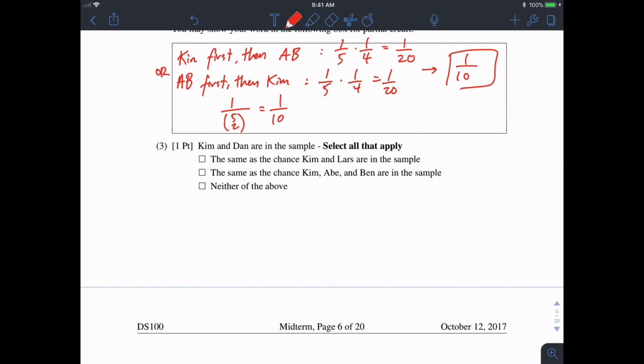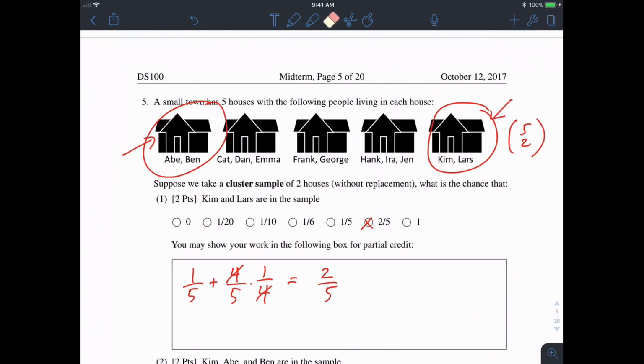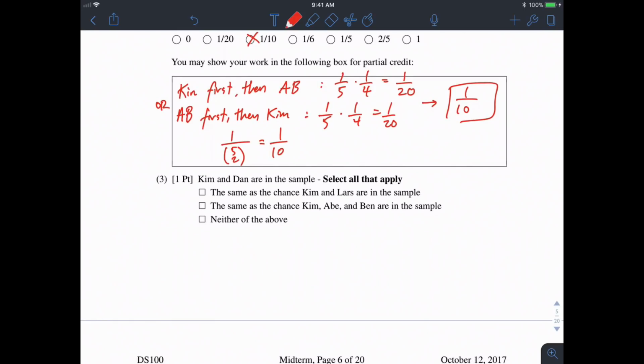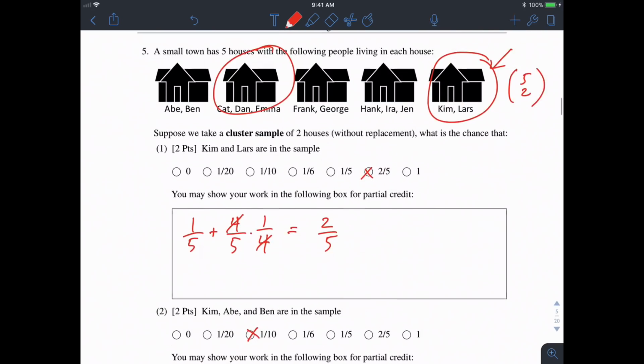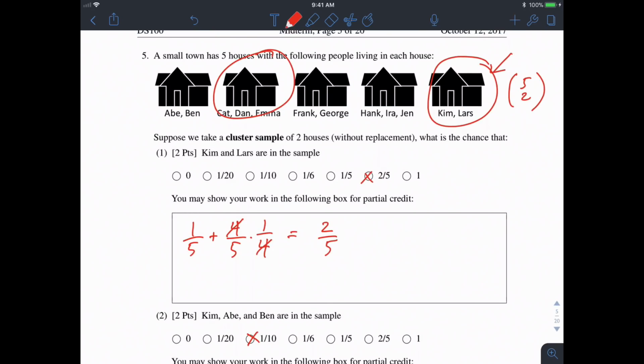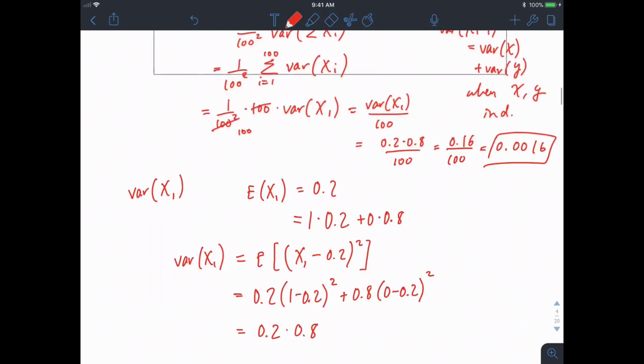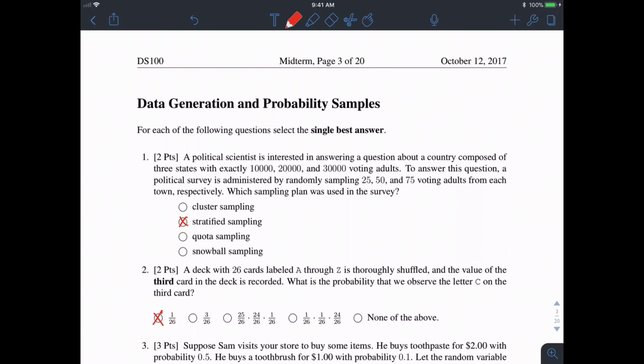In the last part, we're asked to find the probability that Kim and Dan are in the sample. Looking at the houses again, this is essentially the same problem as the last one, but instead of looking at the first and fifth houses, we're looking at the second and fifth. So the probability should be the exact same as the chance that Kim, Abe, and Ben are in the sample. It's not the same probability as the one where Kim and Lars are in the sample, because Kim and Lars are in the same house. So that's a slightly different question. This is the same as trying to find the probability of choosing 2 different specific houses. And that ends our section on data generation and probability samples.